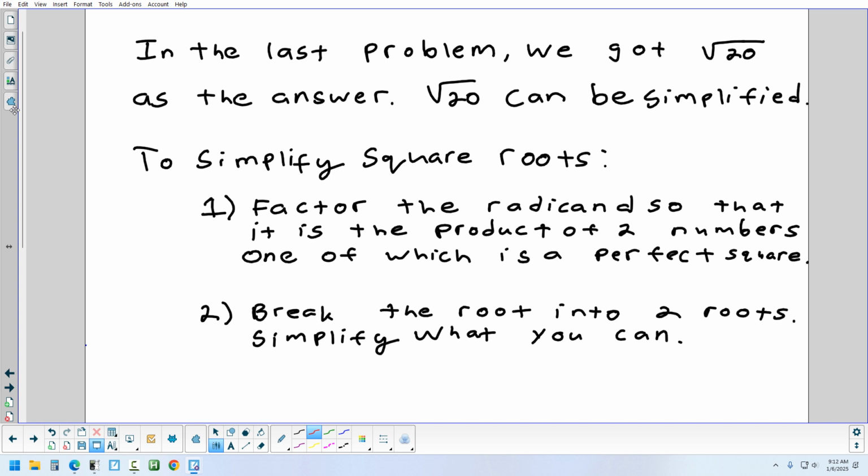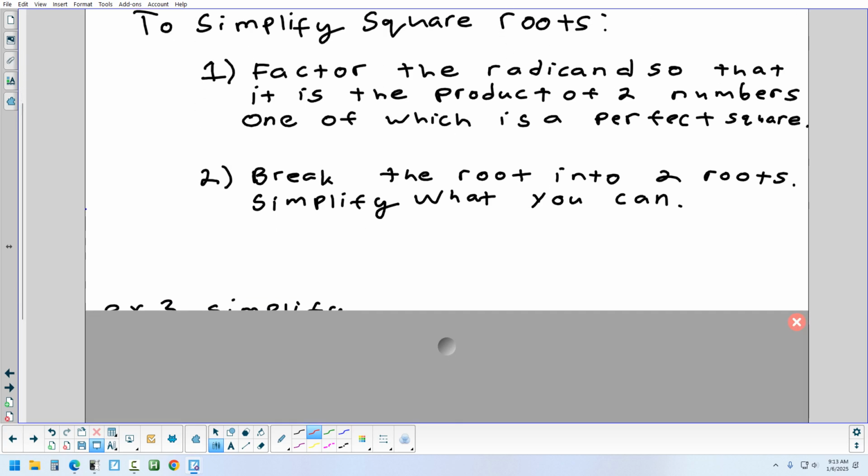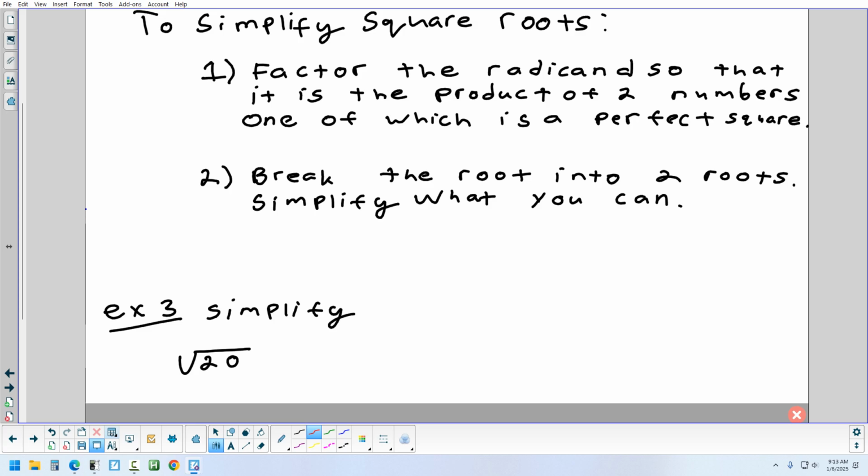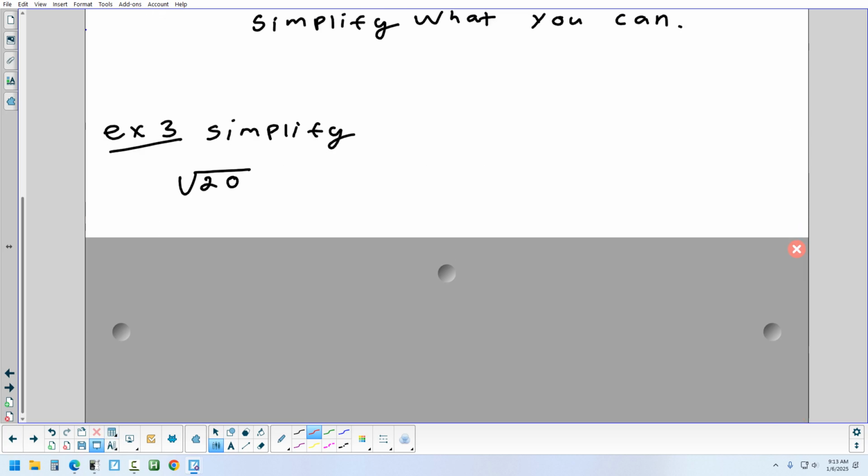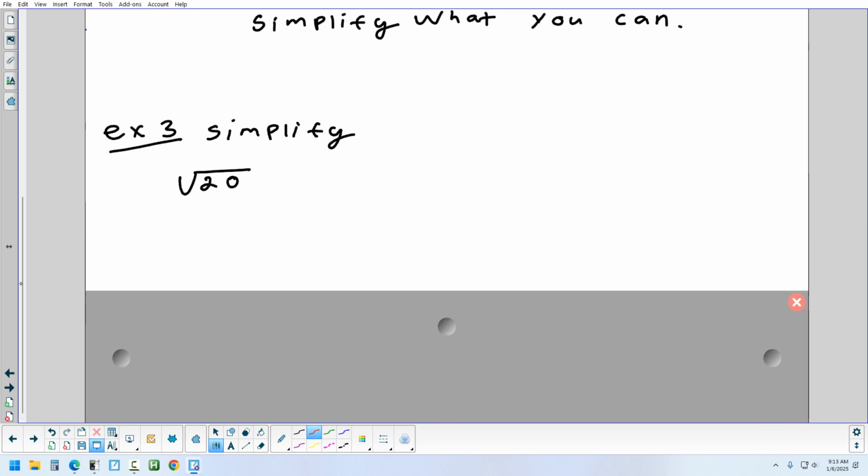Okay, anyone need to copy that? I can keep that up if people are copying it. All right, so we already did square root of 20, so I'm not going to do that one. Let's do, I think the next one was square root of 48. Yeah, let's try that one.